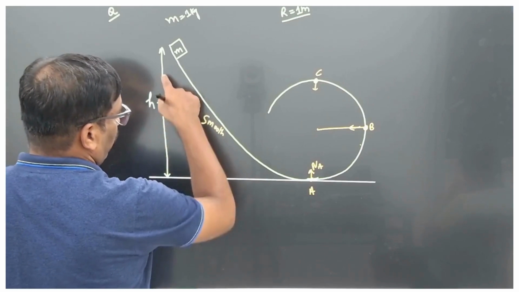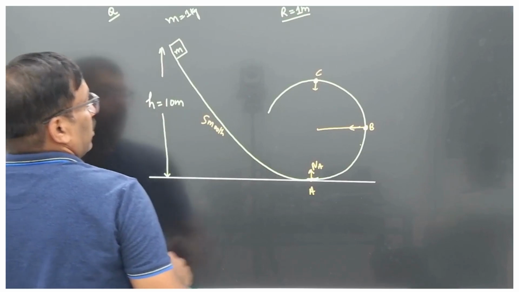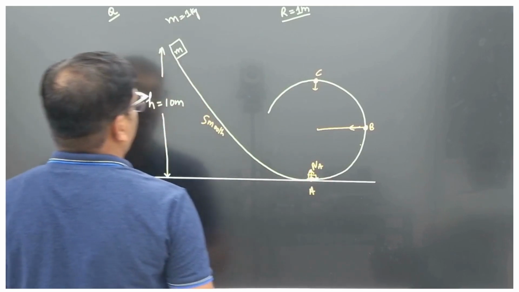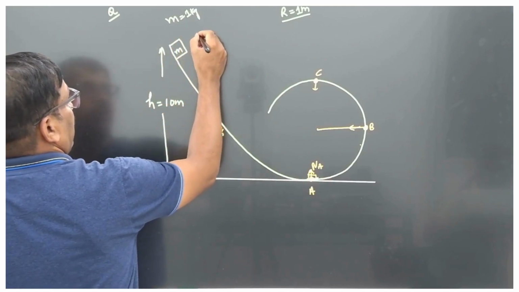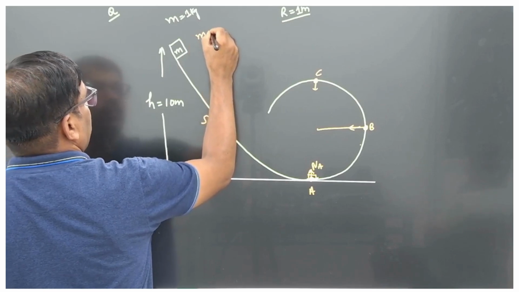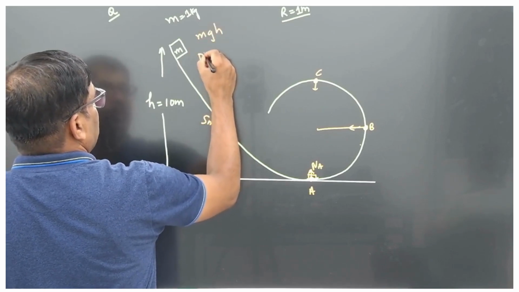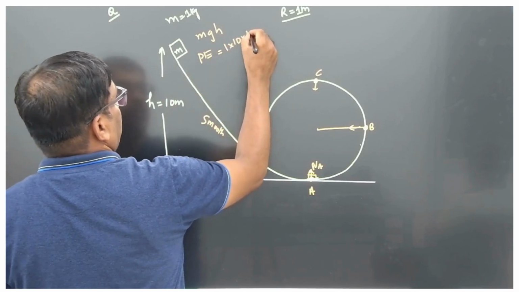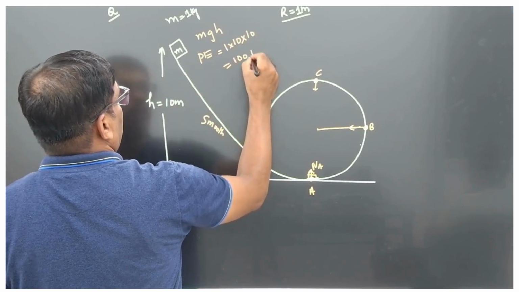So here, what will be the speed of this object at this point? We want to calculate it. Again, potential energy is mgh. So potential energy is m equal to 1, g value is 10, height is 10. Potential energy is about 100 joules.